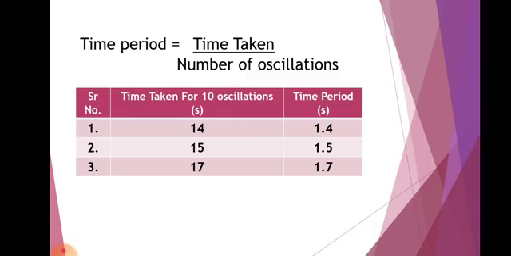In the same way, in the second round the time taken for 10 oscillations was 15 seconds. Again the time period is 1.5. And in our third round the time taken was 17 seconds. So the time period is 1.7.